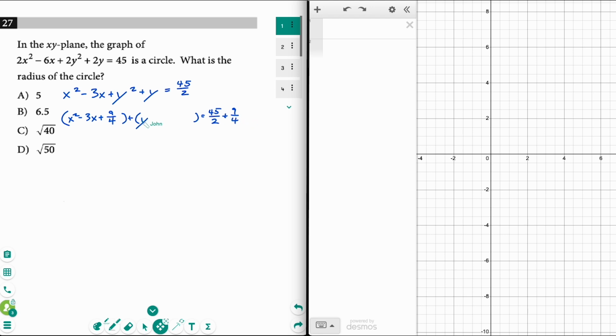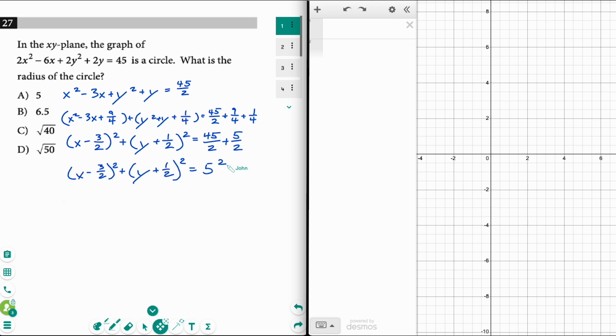Similarly for the y's, the coefficient on the y term is 1, so if we cut that in half and square it, we need to add a 1/4 into the parentheses. Then condensing everything into standard form leaves us with x minus 3/2 squared plus y plus 1/2 squared. And finally, on the right, that simplifies to 25, which is 5 squared, so the radius is 5.